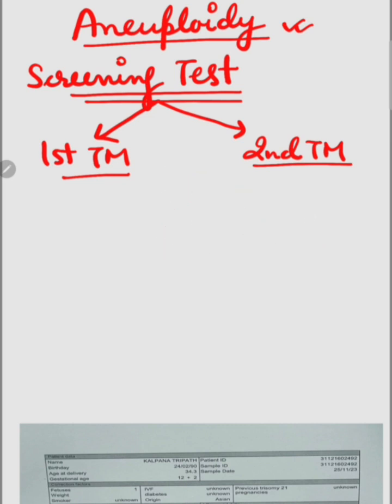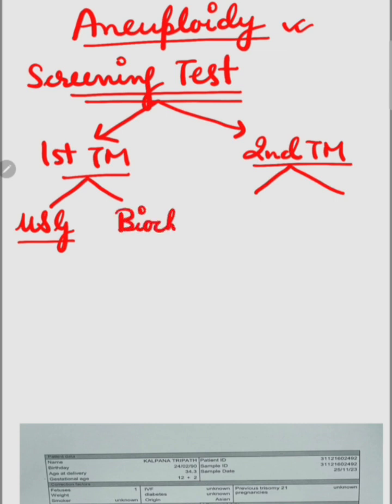Now let us see what the first trimester and second trimester screening tests are. Always remember, it is a very common question asked in exams, always say that we have certain biophysical markers as well as certain biochemical markers. Biophysical markers are in the form of ultrasound. So ultrasound is done both in first trimester as well as second trimester, and biochemical markers are also done in first trimester as well as second trimester.